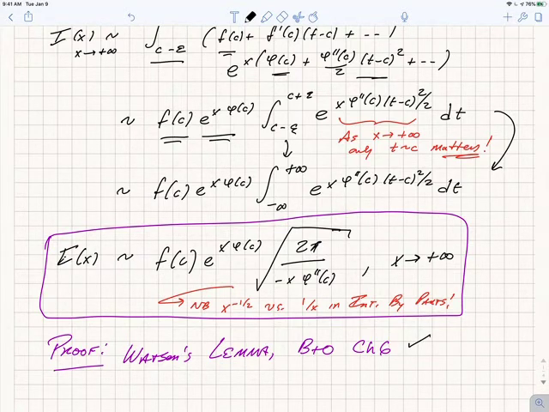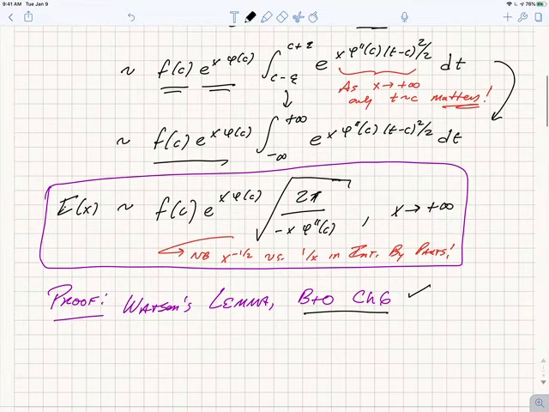There's a lemma, Watson's lemma, that allows us to show that this will give us a good asymptotic approximation. You can read about Watson's lemma in Bender-Orszag in Chapter 6. But if we take that lemma as given, then the leading term of the asymptotic expansion comes from this overall expression f of c e to the x phi of c times this Gaussian integral. The Gaussian integral is easily done. You get f of c e to the x phi of c times the square root of 2 pi over minus x times phi double prime of c as x goes to infinity.